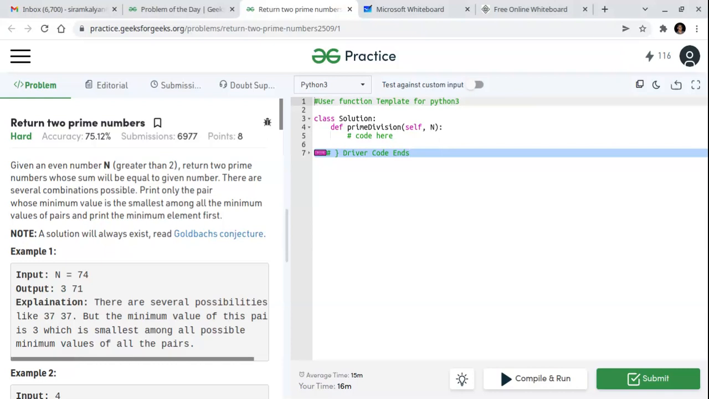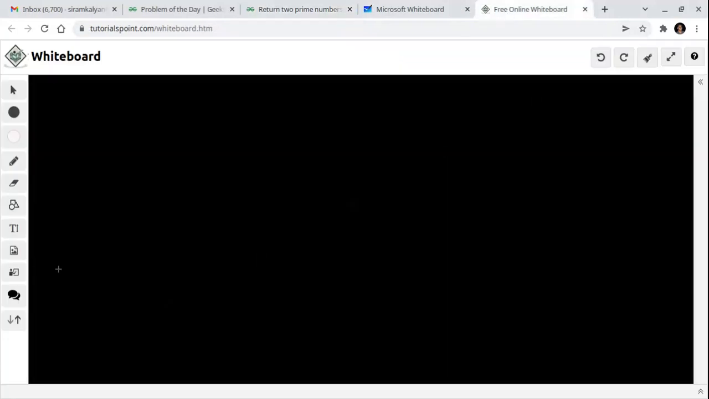Today we're going to solve the problem: return two prime numbers, where the number should be greater than 2, because the only combination with 2 is 1 plus 1, which are both not prime. So we need to return two prime numbers whose sum is equal to the given number n. There can be several combinations possible, but we need to print the pair with the smallest number. To understand this example, let us assume the number is 10.